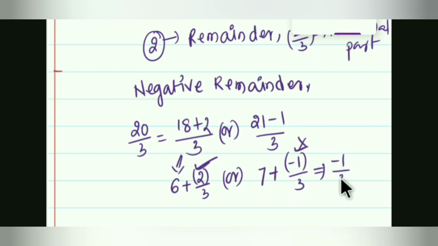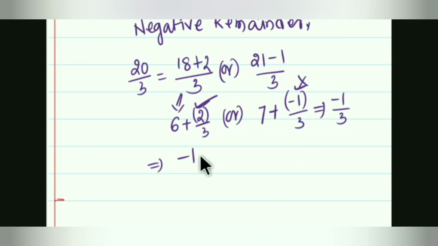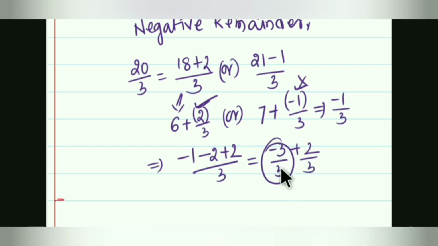Suppose minus 1 divided by 3, I am writing here down. Minus 1 divided by 3, I am adding minus 2 and plus 2 divided by 3 here. So this is going to be what? Minus 3 plus 2 divided by 3, and divided by 3. This is again a quotient. It is divisible, but still this is not divisible. This is a perfect remainder. So whenever we get a negative number as a remainder, we have to follow this process to find out the proper remainder. And remember that remainder should not be negative.